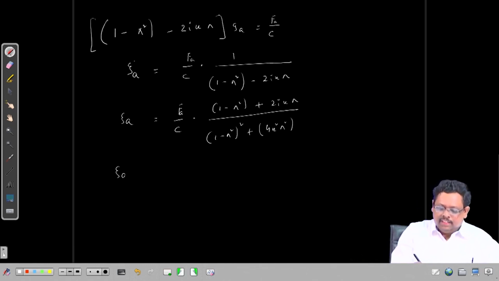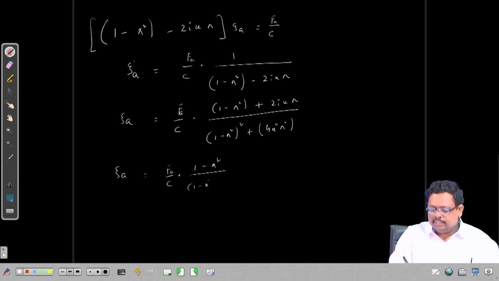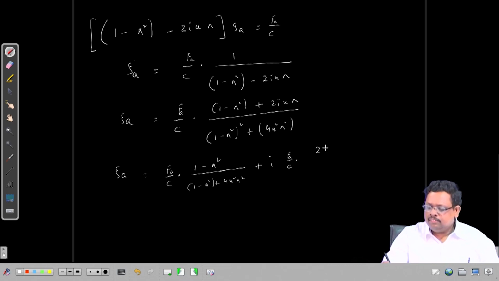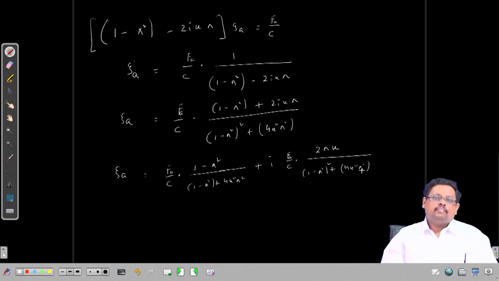So, I just break into real and imaginary part. So, it will become (1 minus gamma square) divided by (1 minus gamma square whole square plus 4 k square gamma square) plus i into f a by c into 2 gamma k divided by (1 minus gamma square whole square plus 4 k square into gamma square). Fine, clear. Now, this part is actually algebra.